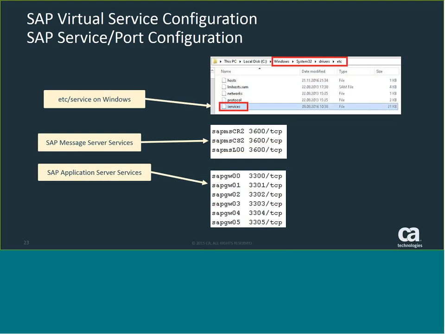Eventually, we have to make sure that the SAP services are defined in our etc services file. So we have to find the etc services file, probably in the Windows subfolder, and we have to specify the message server services manually, and the application server services are created automatically if we install the SAP GUI component on the system. But keep in mind that the message server services must be added manually.